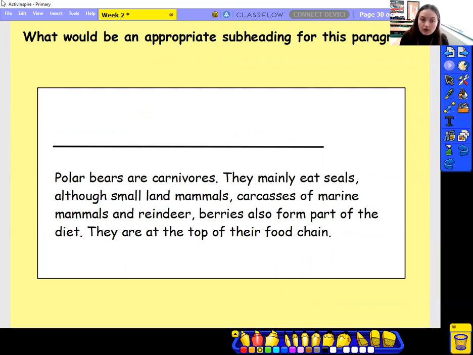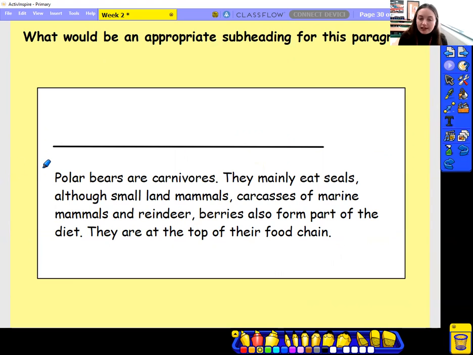If you think you would like to write down these words whilst we're talking about them to help you spot that key information, you can do that whilst I'm reading through it. So, polar bears. Polar bears are carnivores. They mainly eat seals, although small land animals, carcasses of marine mammals and reindeer, and berries also form part of their diet. They are at the top of their food chain.